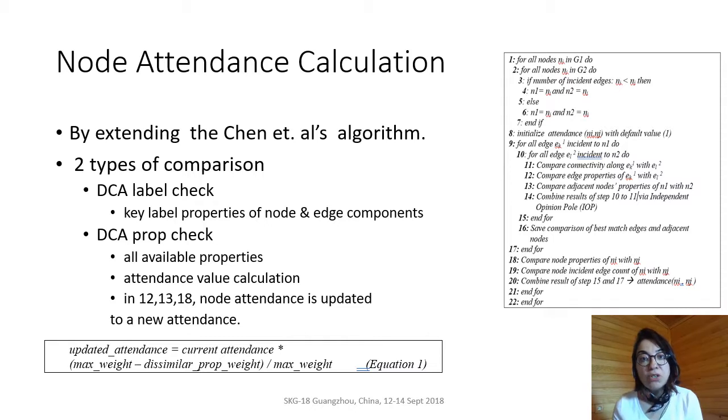For DCA props, we consider attendance-based comparison. In step 8, we initialize the default attendance value to fully matched, with an attendance value of 1. In steps 12, 13, and 18, we update the attendance value according to the compared property using its weight coefficients. In the node attendance value calculation, current edge and node properties are given more weight than adjacent node properties. By adding step 19, we consider the node's incident edge count for comparison.